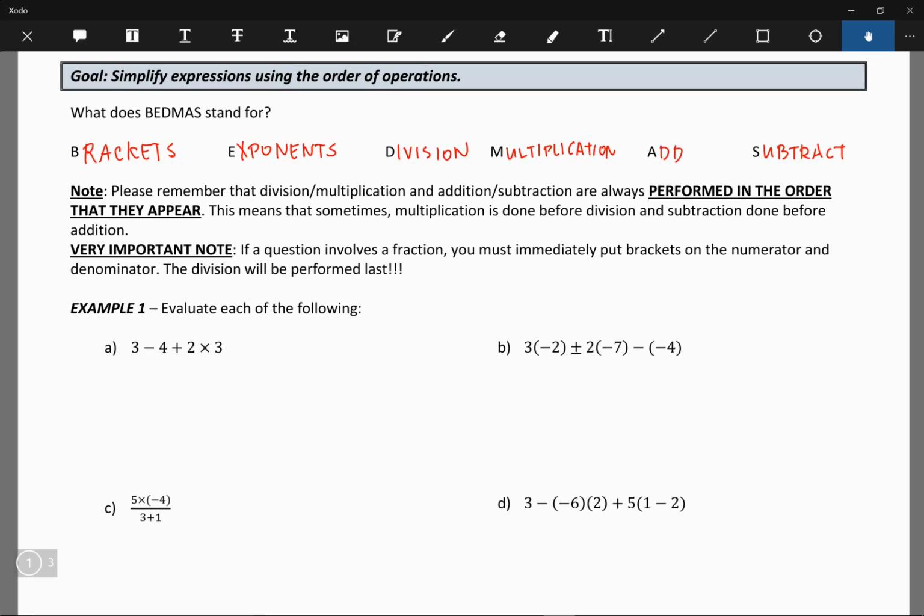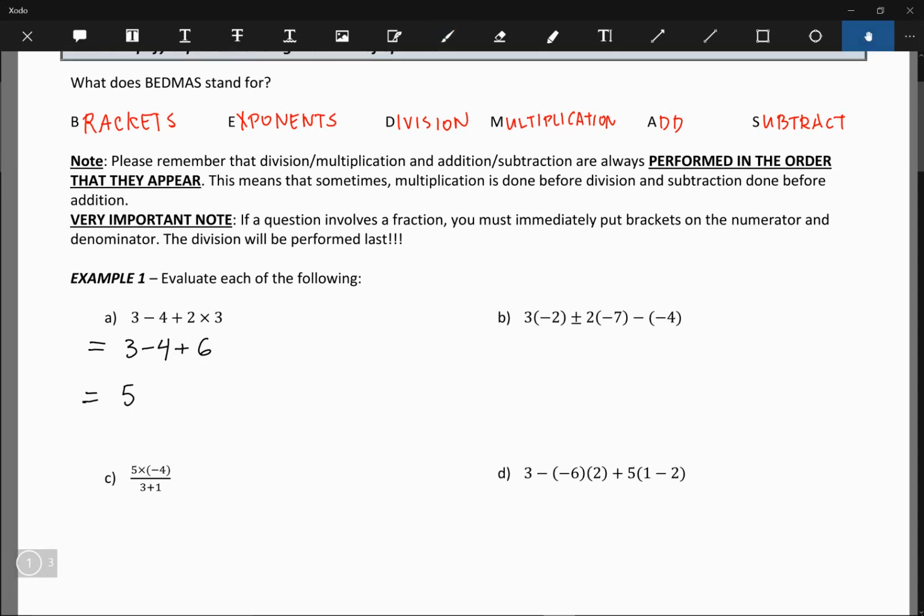So 3 minus 4 plus 2 times 3. Simply, you just have to do BEDMAS. Do the multiplication first. So here I'm going to write 3 minus 4. I'm not going to touch that. Do the multiplication first. 2 times 3 is 6, so plus 6. Now I do subtraction and addition in the order that they appear. So 3 minus 4 is negative 1, plus 6 is positive 5.